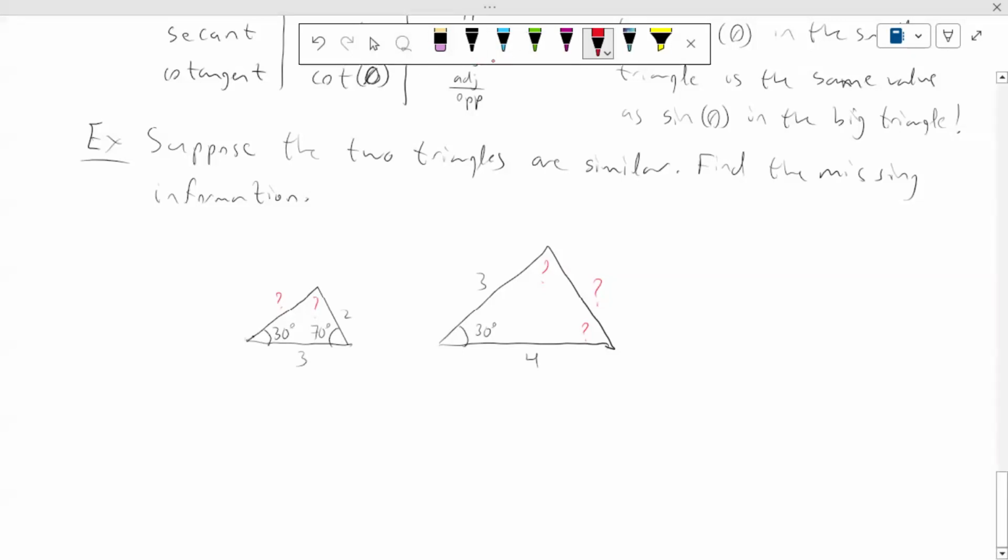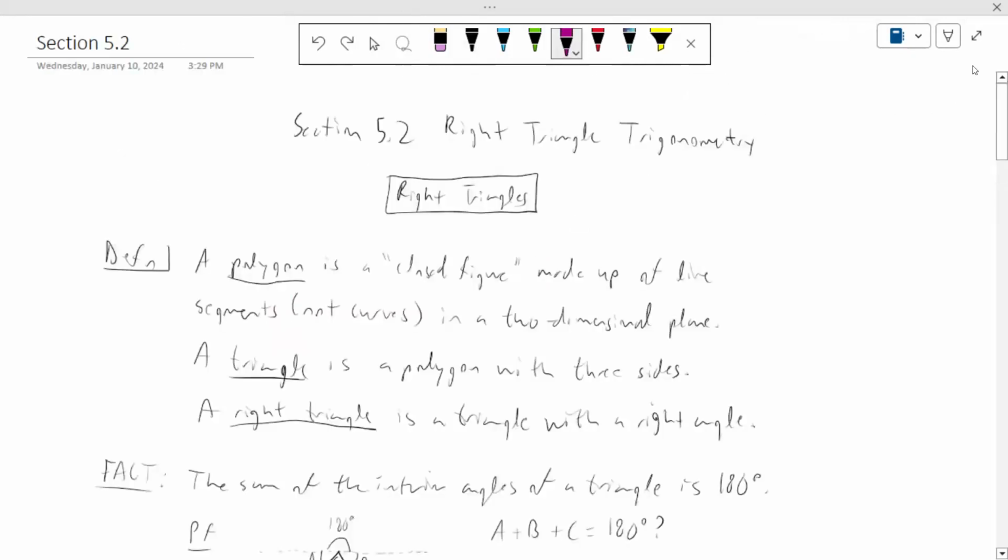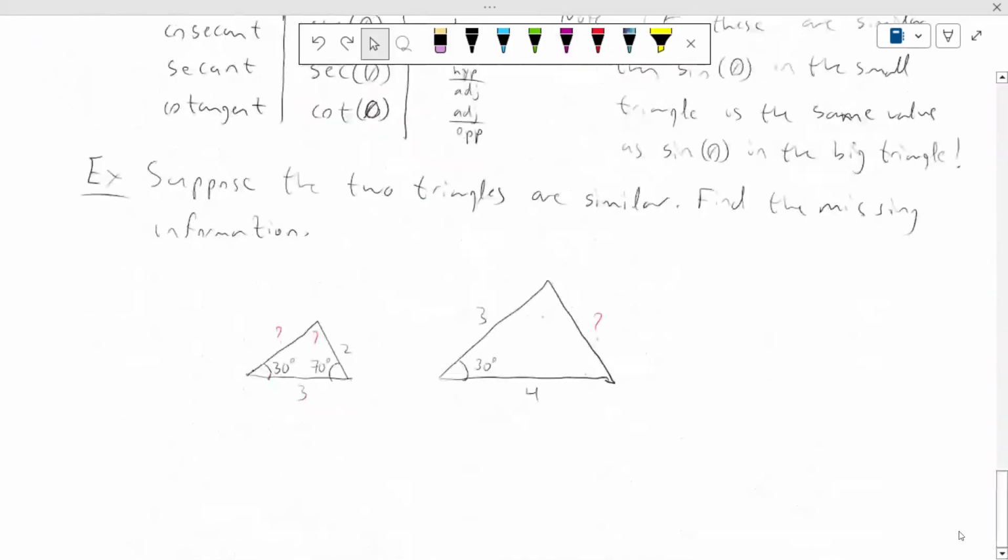Let's start off with the angles. The angles should be pretty easy. Since these are similar triangles and the base is over here, then this must also be a 70-degree angle right here. I'll write it in purple to note that this is added information. So this is a 70-degree angle here, right?